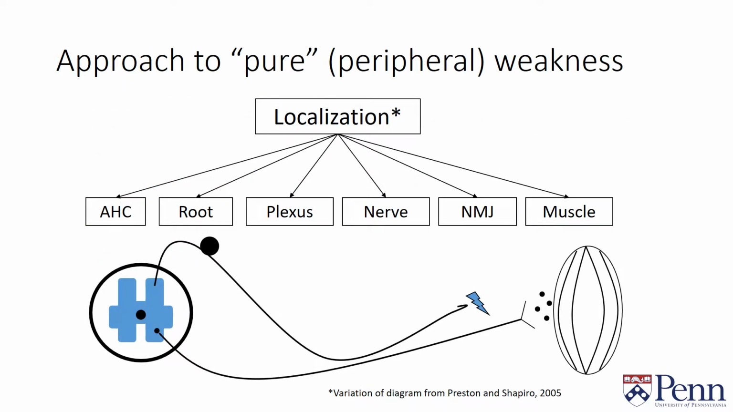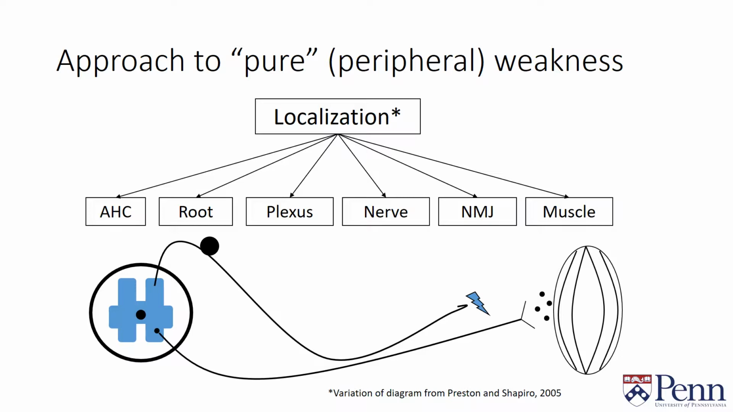So this is the cartoonized view of the peripheral nervous system through the eyes of a neuromuscular neurologist. The circle on the left represents the spinal cord, and the squiggly lines in the middle represent nerve, the little dots represent the neuromuscular junction, and the object on the right represents muscle.